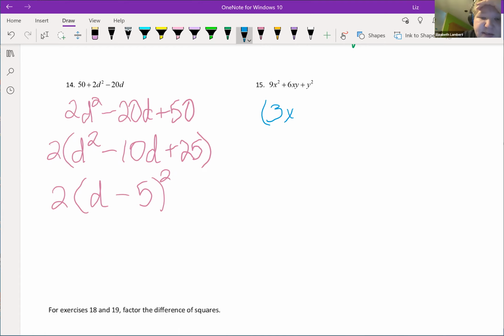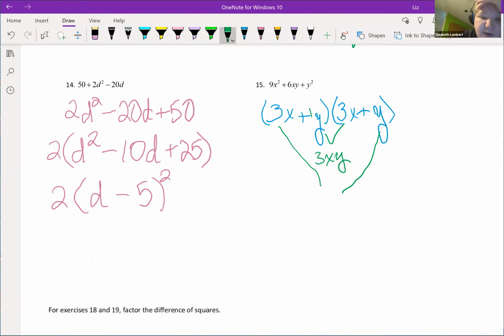So 3x, y. That 6xy is indeed positive. And just to check, y times 3x, invisible 1 times 3 would be 3, y and x, or x and y, because we usually write them in alphabetical order. And then our outers, 3xy. Those are indeed like terms that add back up to 6xy. So poof, jumped to the answer.